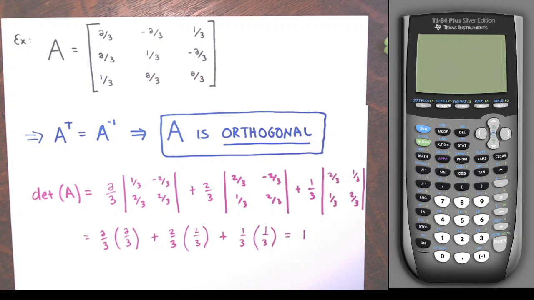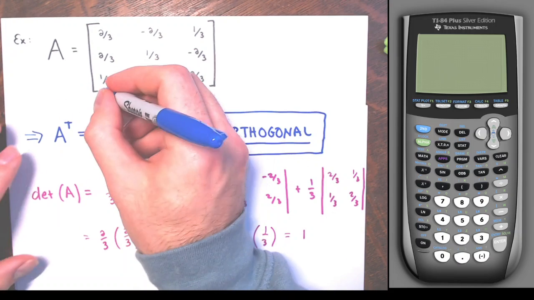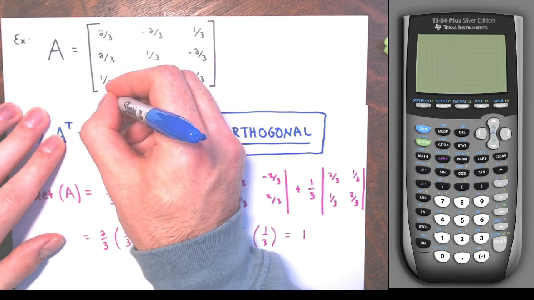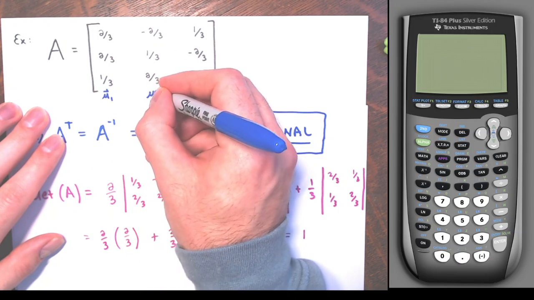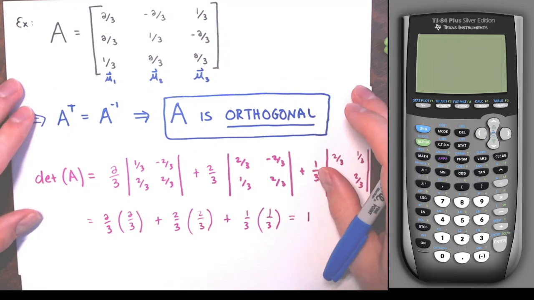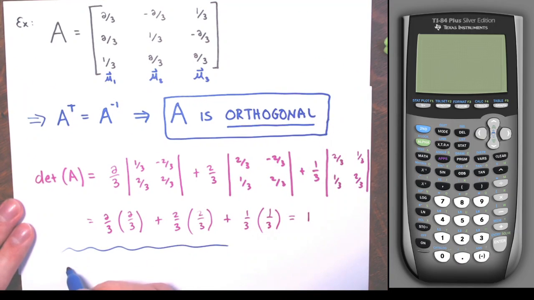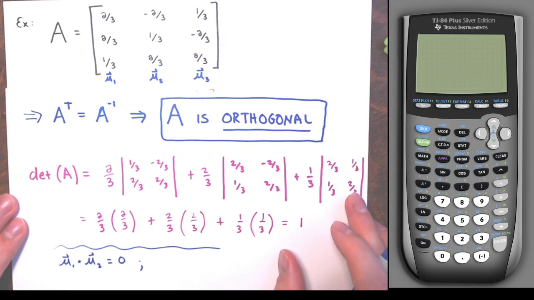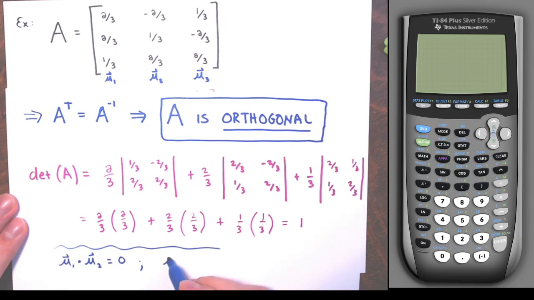If you look at the columns, again, I'll call this first column vector u1, second column vector u2, third column vector u3. If you look at the columns, look at u1 dot u2, it's going to be 0. Take the dot product of u1 with u2, it is 0, and you can double check that. Take the dot product of u1 with u3, it's 0. And take the dot product of u2 with u3, it's 0.